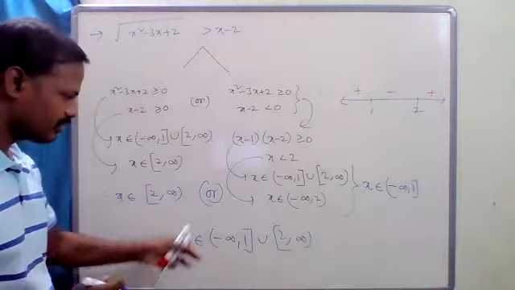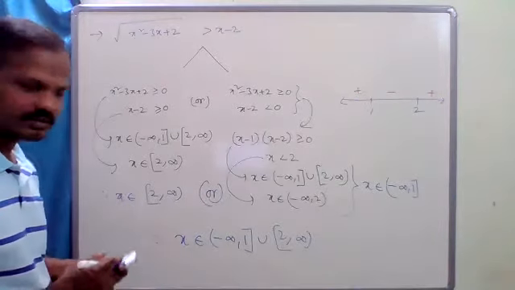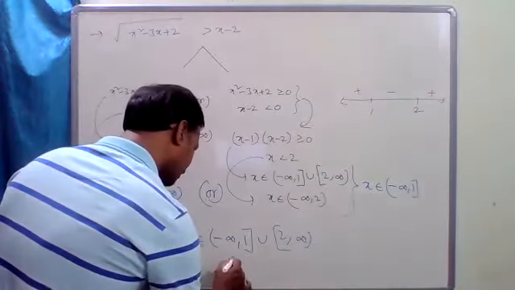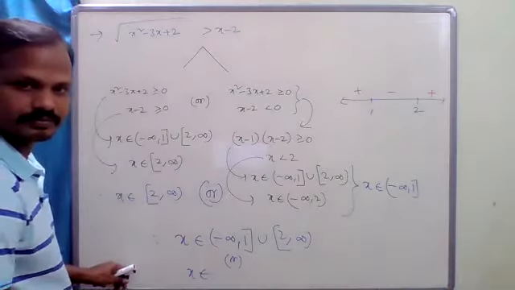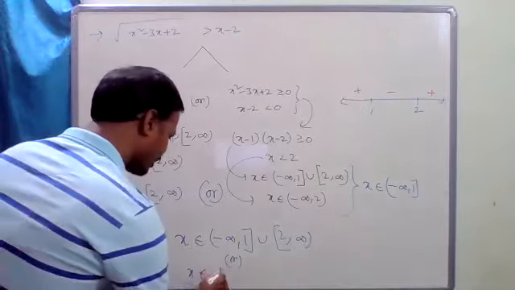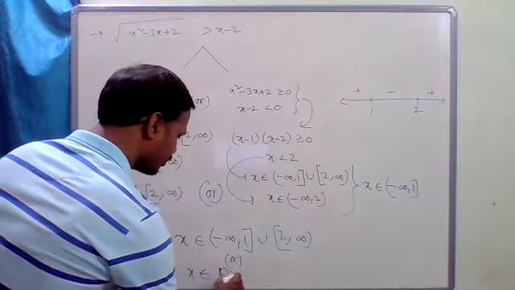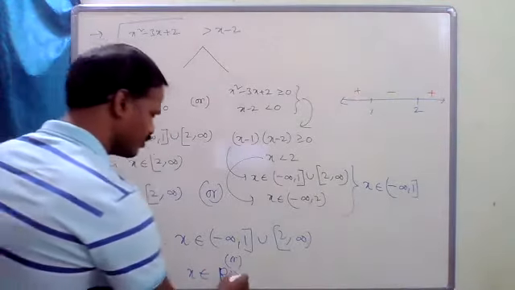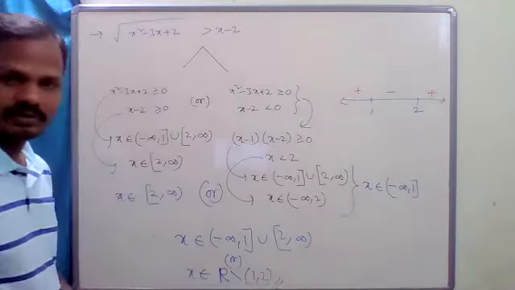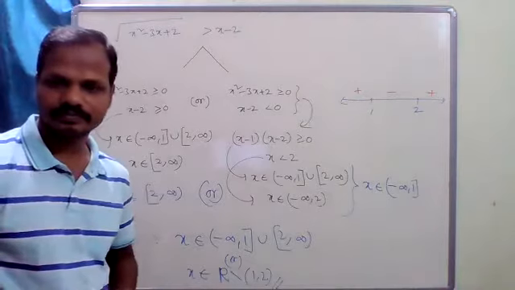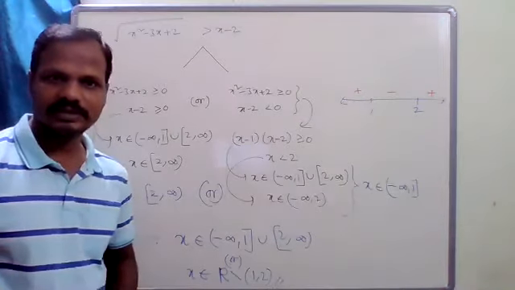Clear? This can also be written as x belongs to, how will we write? R minus the open interval 1 comma 2. Is it clear to everybody?